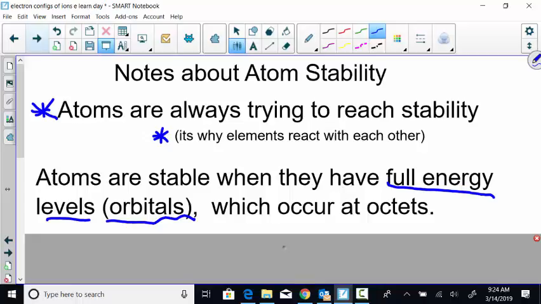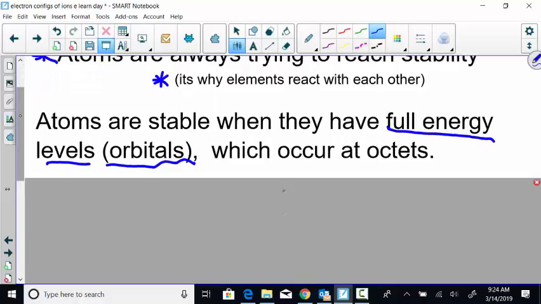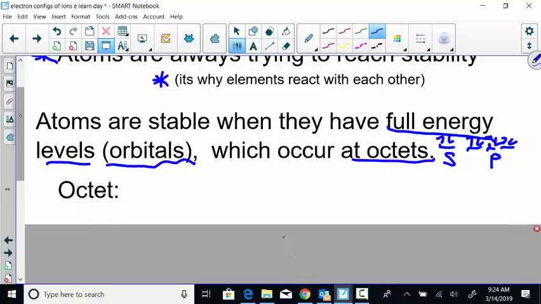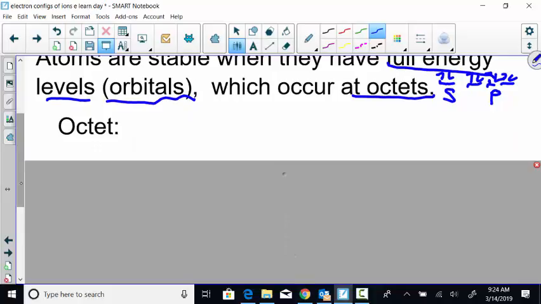So when does that occur? One of the things that you'll probably have noticed is every time we fill an s and a p orbital, so when I fill an s orbital, which has 2 electrons in it, and a p orbital, which has 6 electrons in it, we have gone to a new energy level. And that is an octet. So essentially, stability occurs when we have an octet, and an octet is 8 electrons in a full level.